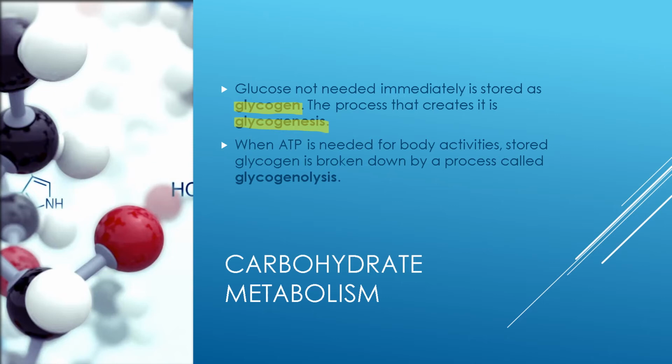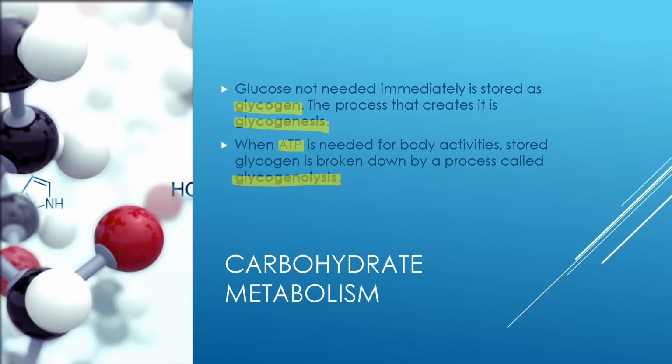When body activities do require ATP, the glycogen that's stored in hepatocytes is broken down into glucose and released into the blood to be transported to cells, where it is going to be catabolized by the process of cellular respiration that we've already gone over. Now, this process of splitting down glycogen into its glucose subunits is called glycogenolysis.